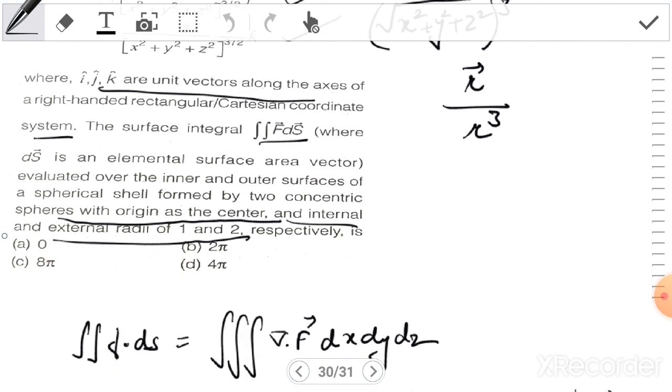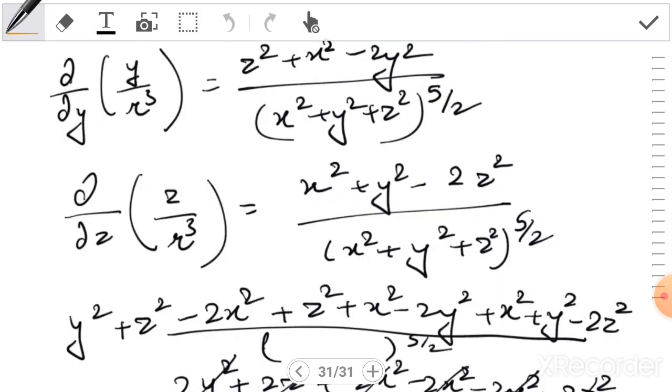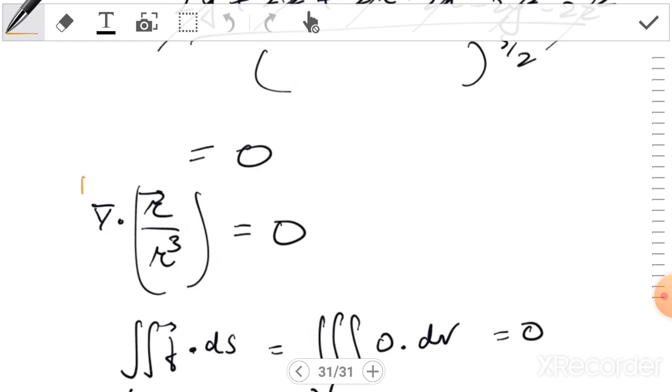So remember this result, that the divergence of r by r cube is 0. Remember this result.